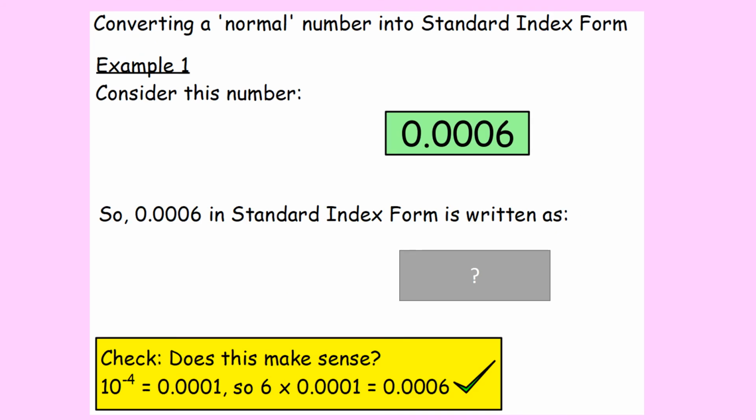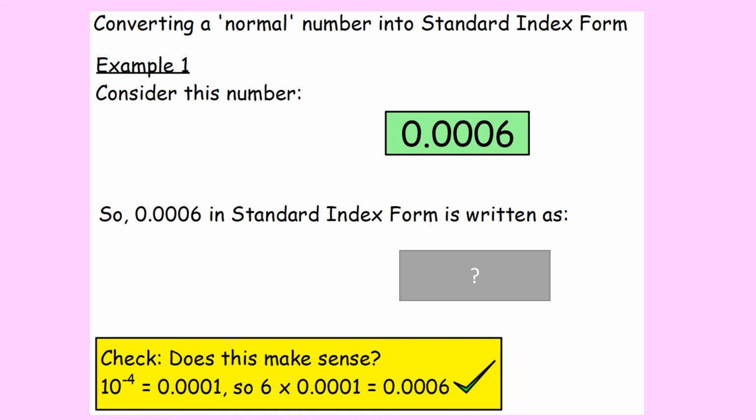Okay, but what about a very small number? Converting a normal number into standard index form. Well, I'd like you to look at this example. We've got the number 0.0006, so it's a small number. How do we write this in standard index form? Well, first we need to decide what our digit is going to be. Remember, our digit has to be between 1 and 10, so in this case, it will be 6.